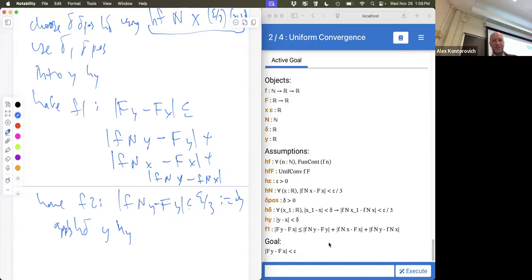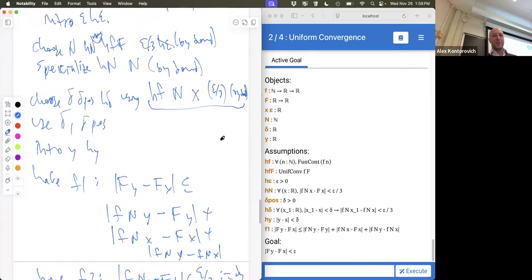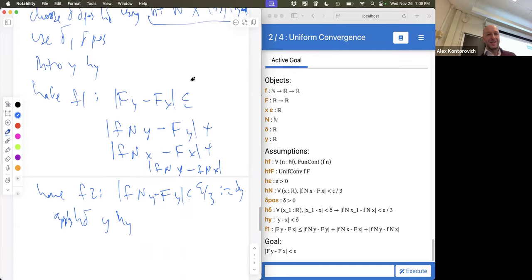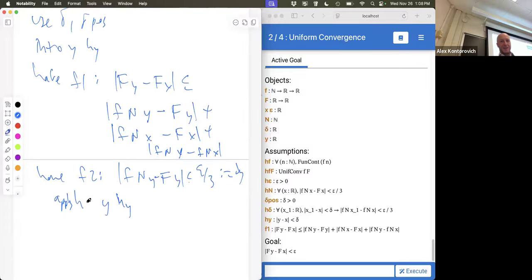What do we need? Hn. Hn is that we're converging vertically. Hn is these vertical drops. H delta is the horizontal one. So it's not H delta, it's Hn. Hn specialized just to y. All I have to do is give it a y. And that tells me Fny minus Fy is less than epsilon over 3. And it's the same n for all the y's because of uniformity. Okay, so that's F2. Have F3.